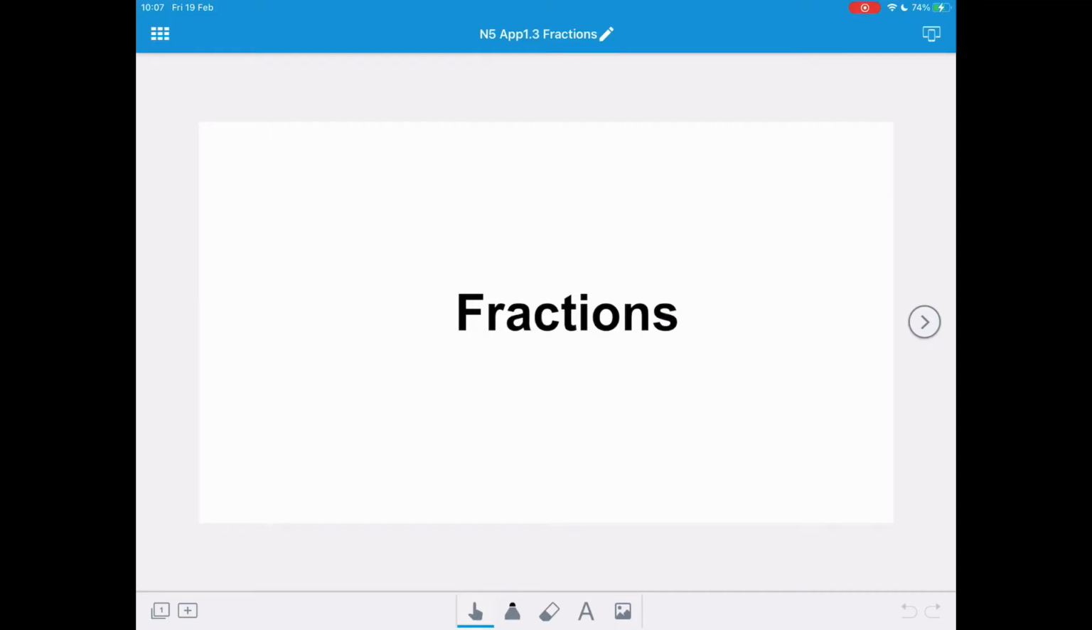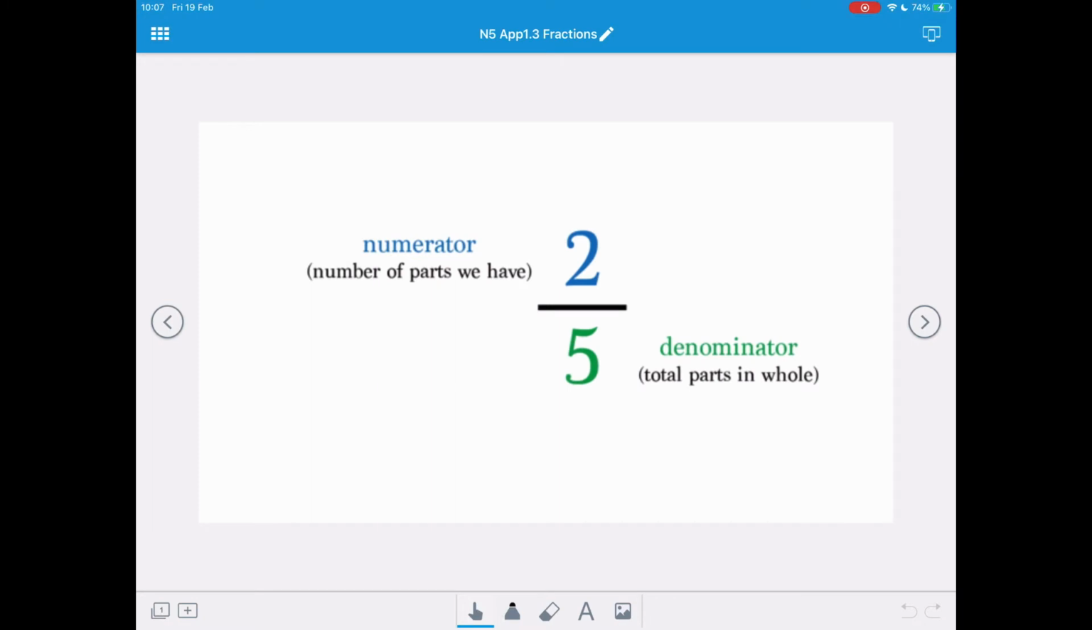This video is an introduction to fractions. Now you can see on the screen we've got a fraction, and it has a number above the fraction line called the numerator and a number underneath the fraction line which is called the denominator. The denominator is the total parts in a whole, the numerator is the number of parts we have.